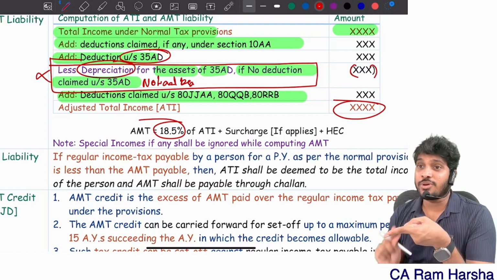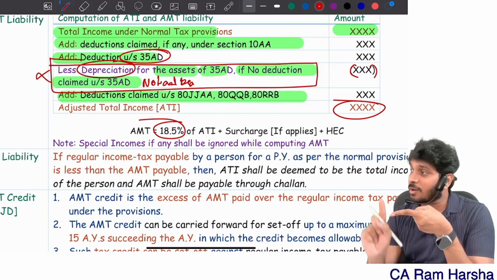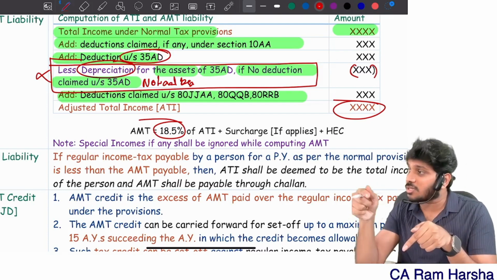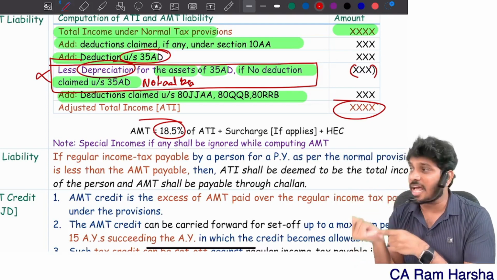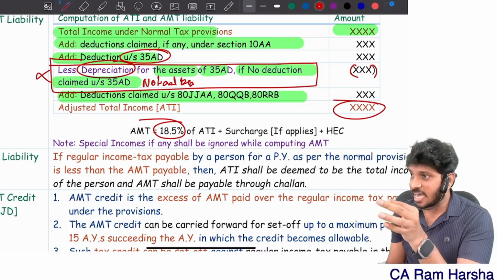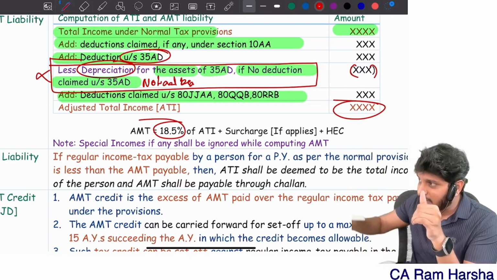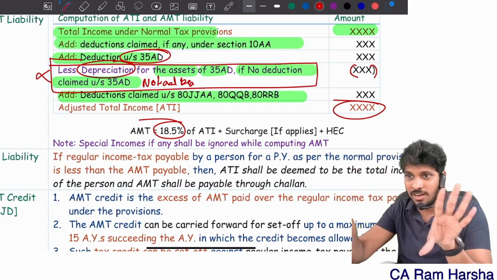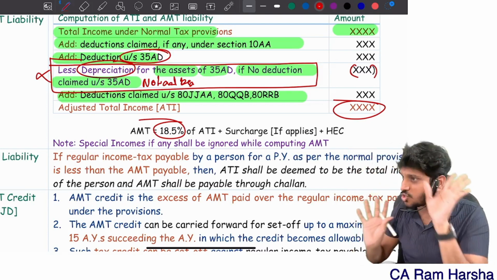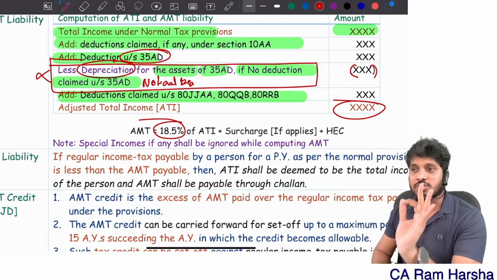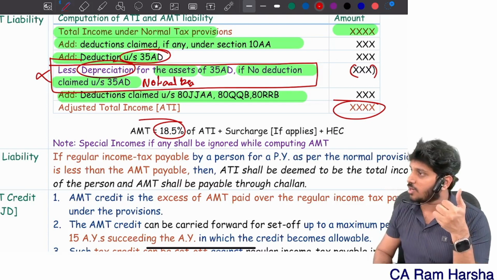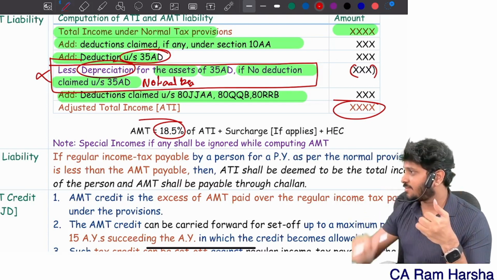I am computing adjusted total income for the purpose of computing tax liability. This is a working note, a rough note in tax liability computation. AMT concept and all come at what stage? Tax liability computation stage only. It will not come at income computation stage. If somebody asks me what is total income, normal income only. What is tax liability? Then wait, sir.